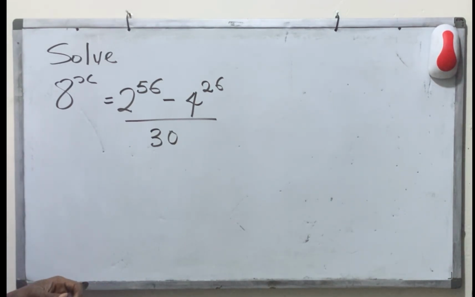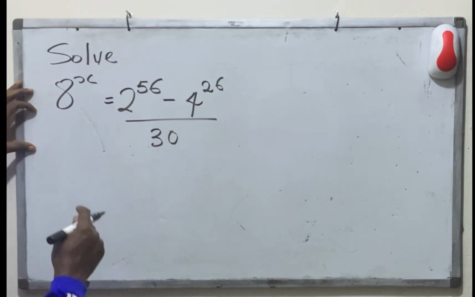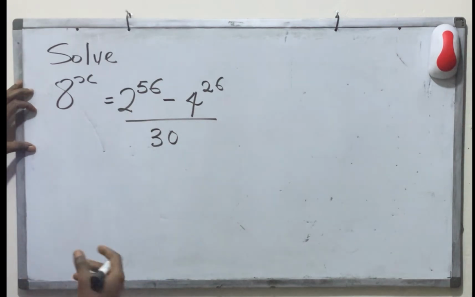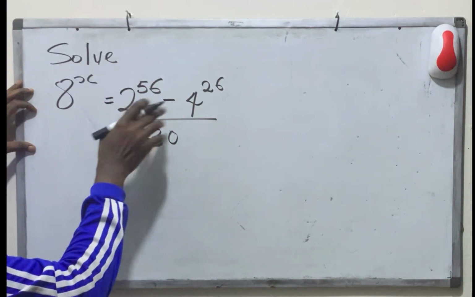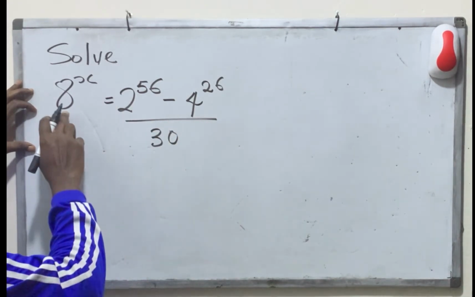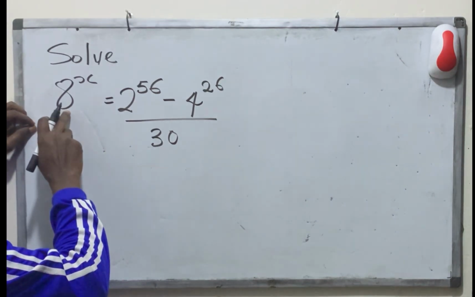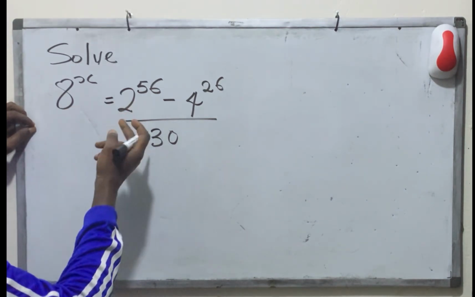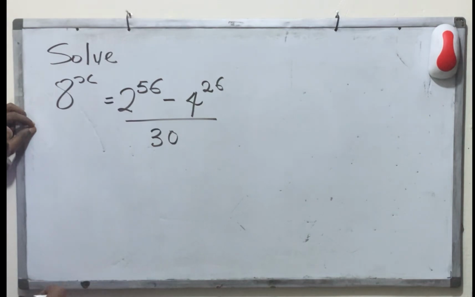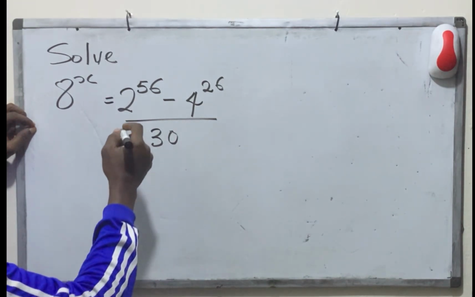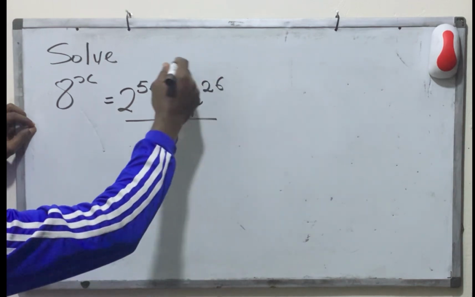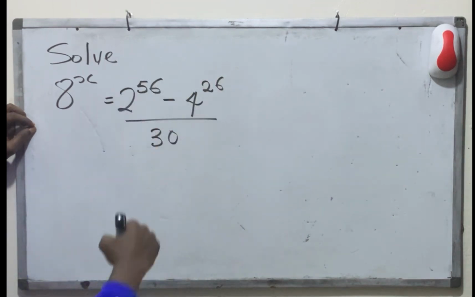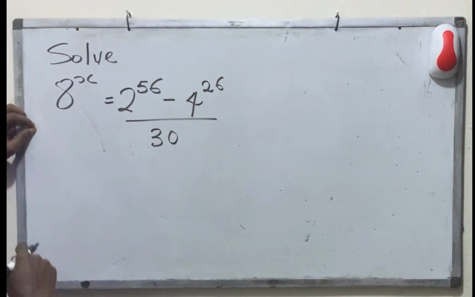Now this is actually indices, and in this case, most times what we try to do is to look out for a way we can get the bases to be equal. We can make this number base 2. This is already in base 2. We can make this base 2, but that is not possible. So what we'll do is to focus on this, simplify this part of the equation, then we'll come back to this.